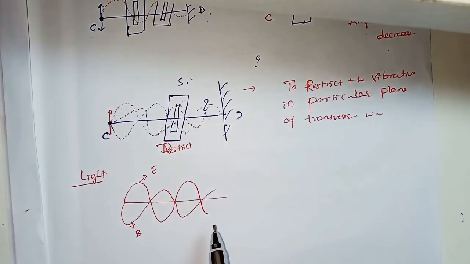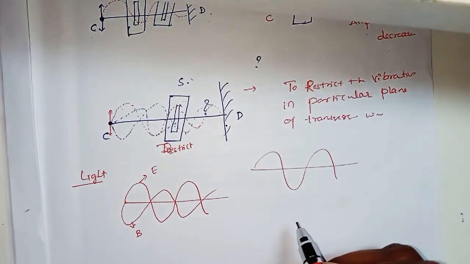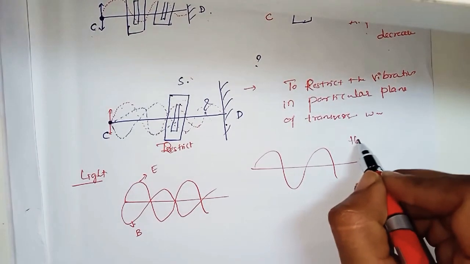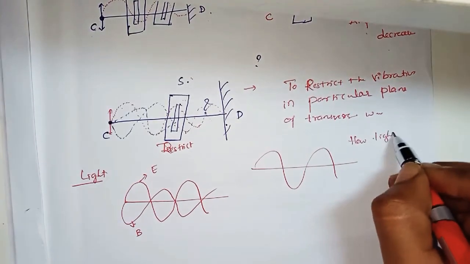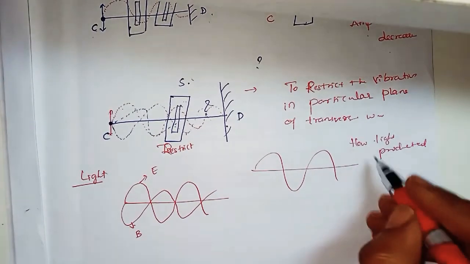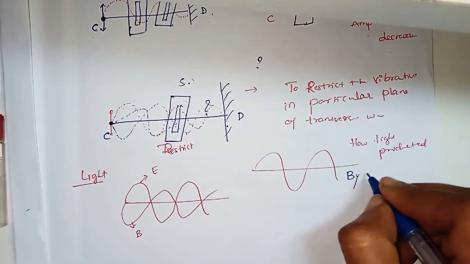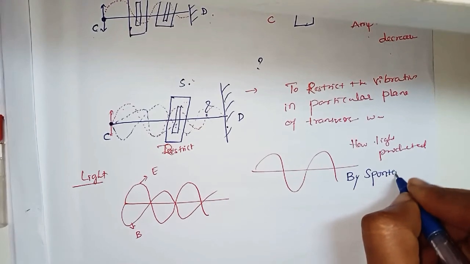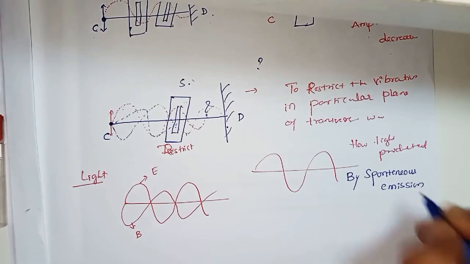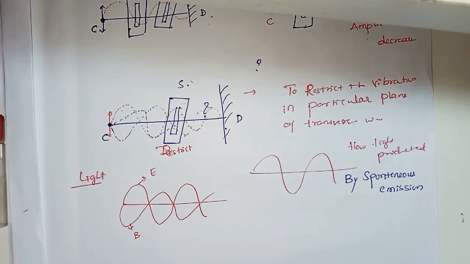In optical light, we are just considering it like this. Then how is light produced? Can you think how light is produced? The sources we know. Light is produced by spontaneous emission. Then what is this spontaneous emission?